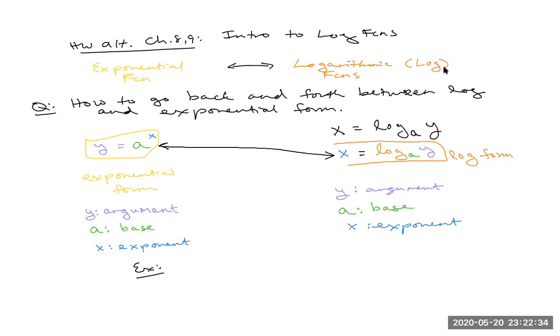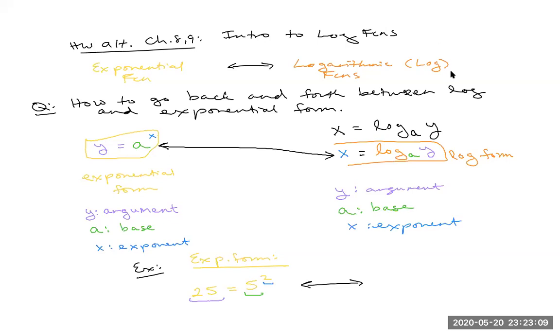Let's look at the exponential form of, let's do 5 squared. What is 5 squared equal? Well, that's 25. Okay. Note that 25 in this case would be your argument, your base would be 5, and your exponent would be 2.